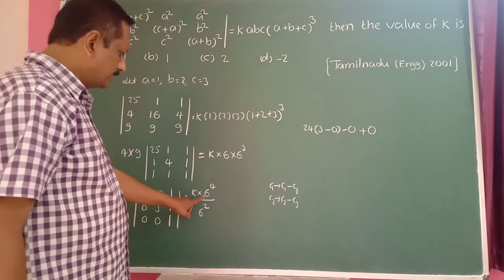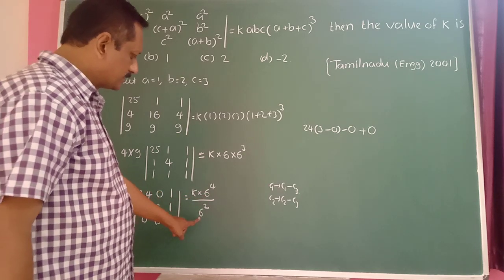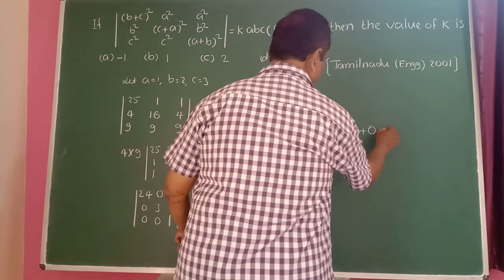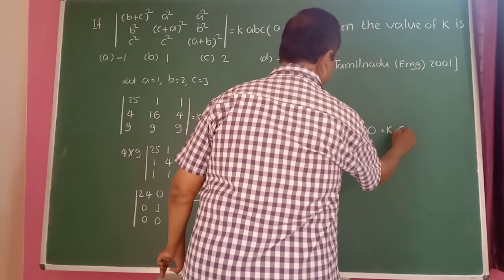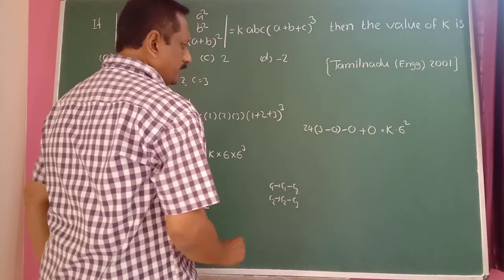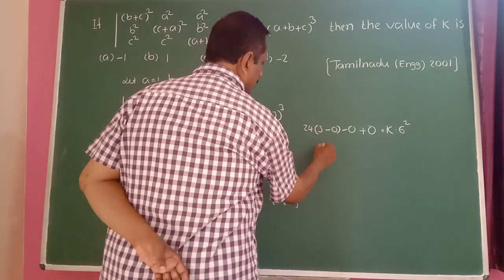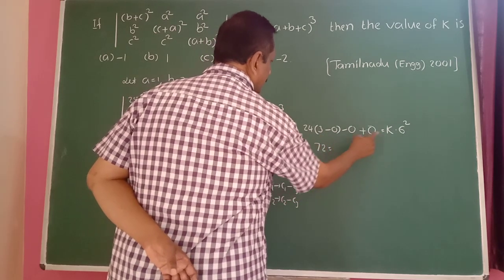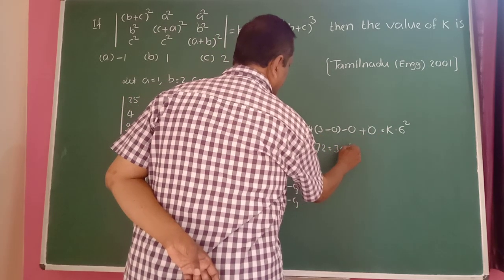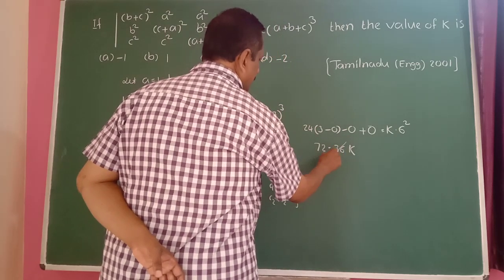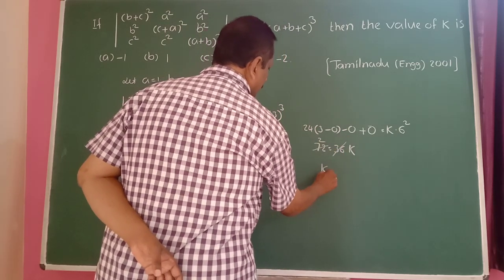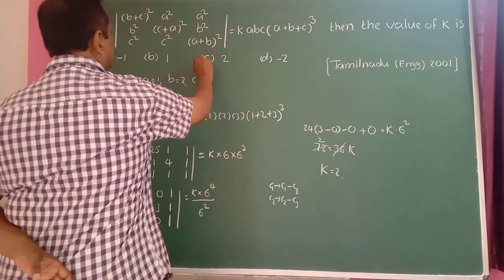And in RHS 6 raised to 4 upon 6 square becomes 6 square here. K into 6 square here. Therefore 24 into 3, 72 here. 6 square is 36 into k here. 36 ones are 36, 36 2s are 72. Therefore k value is 2 here. So C is the correct option here.